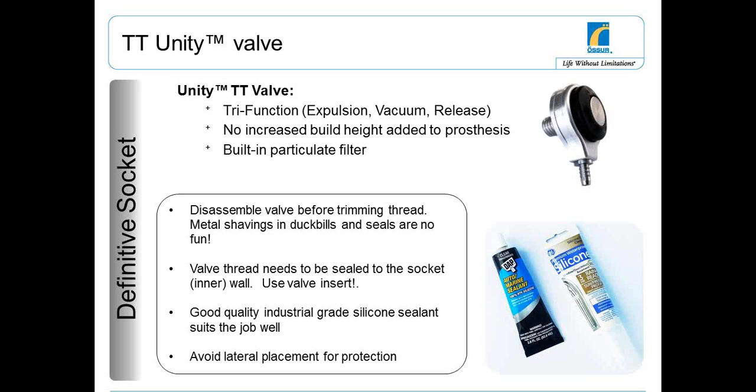I would recommend that you disassemble the system completely before you trim it. Obviously, metal shavings and duckbill valves and seals are no good. We need to make sure that the valve itself is sealed to the socket inner wall. So there is a plastic valve insert that this comes with. Most of you might have ignored these in the past. They were intended when we had these with 551s, and we still do. They're intended for flexible sockets. However, this valve insert, this dummy that we have for the positive model, we'd like to see everybody using with Unity as a standard. It's simply going to help avoid leaks between the socket and the valve. So we want that sealed up with silicone with the valve insert installed. Using any good industrial grade silicone sealant will work just fine.